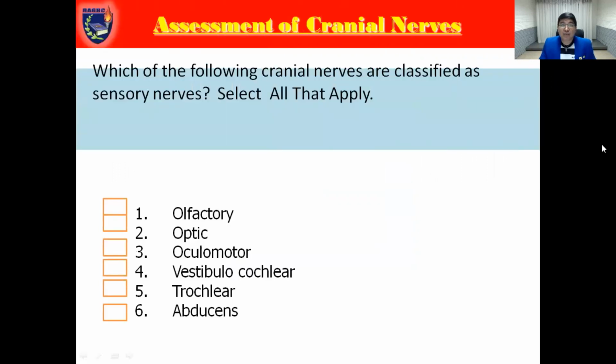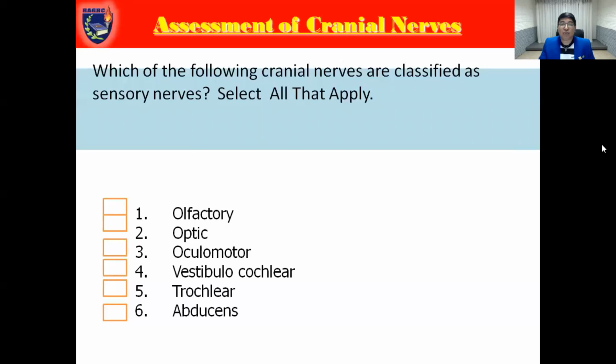So let's begin with a sample question. Knowing that there are only 3 sensory cranial nerves, we can already use that knowledge from that functional concept to answer a question. So here's a sample question. Which of the following cranial nerves are classified as sensory nerves? Select all that apply. We just said that we have 3 cranial nerves that are considered as sensory nerves, and those are cranial nerves 1, 2, and 8.